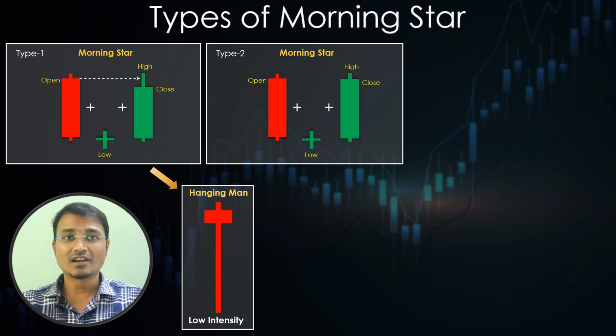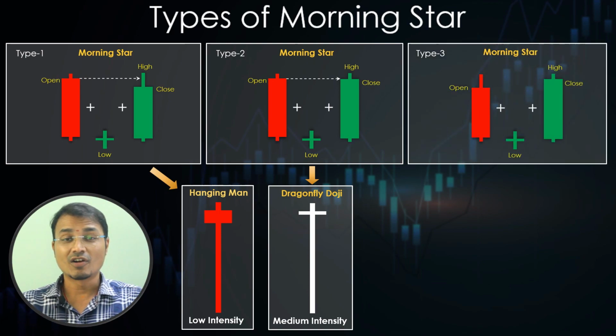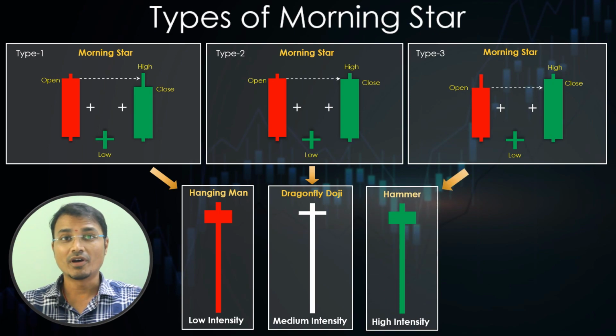Type 2. The green candle closes exactly equal to the open price of the red candle. The resultant candle will be the dragonfly doji in the higher time frame. Type 3. The green candle closes above the open price of the first red candle. The resultant candle will be the hammer in the higher time frame.